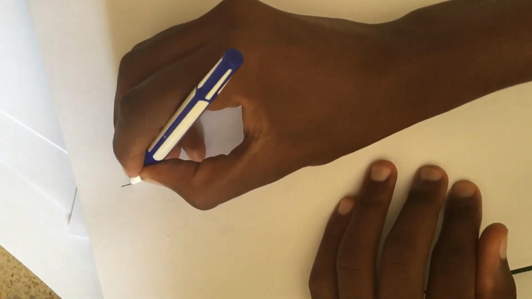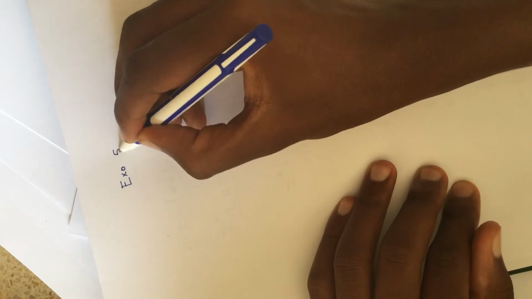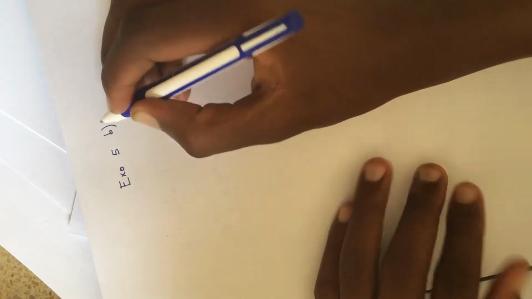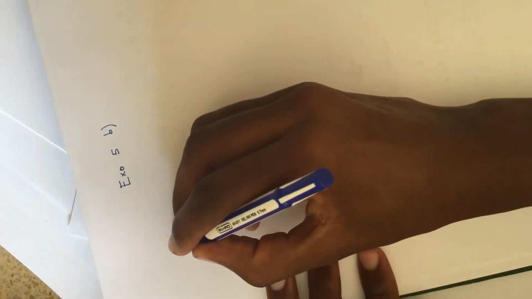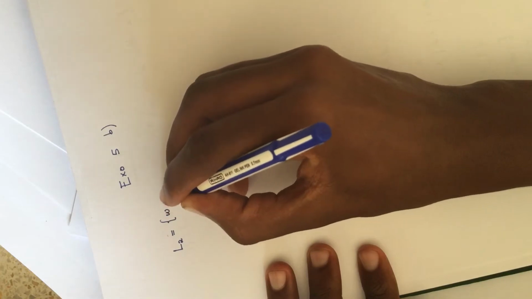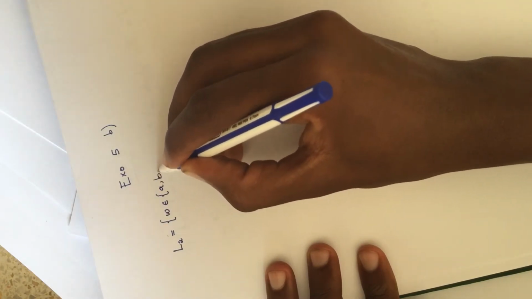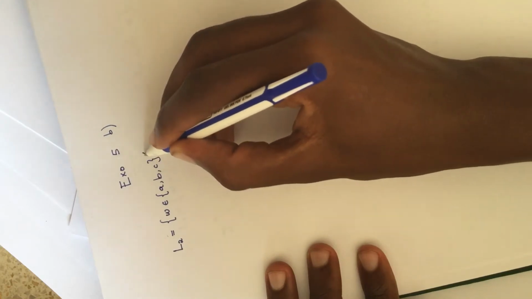Okay, so we're back to EXO 5, but this time around we are working on part B. Part B says we have a language, L2. Now this language contains strings that are defined over this alphabet. The alphabet is A, B, and C.